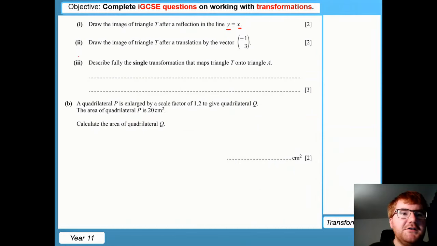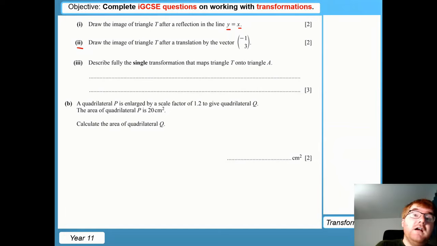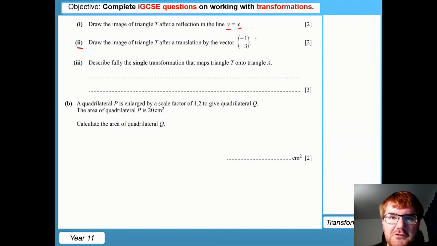Okay, and on to part 2 here. So now we're going to draw the image of triangle T after a translation by the vector (minus 1, 3). So notice they can ask these kind of questions in different ways. They can ask you to describe or actually do the transformation yourself.